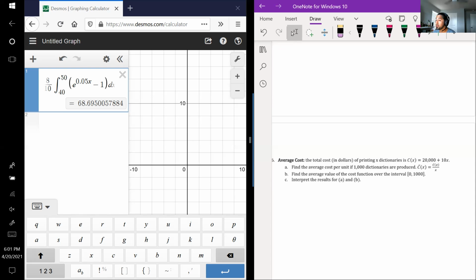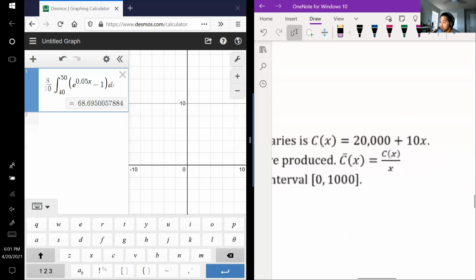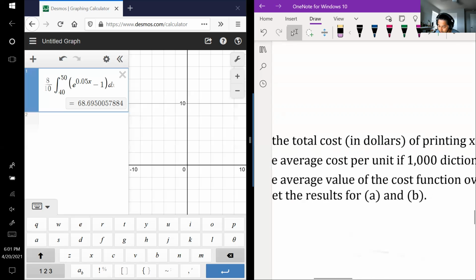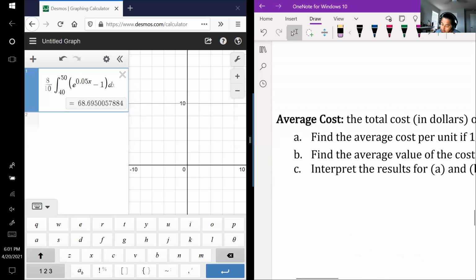B, find the average value of the cost function over the interval 0 to 1,000. And then C, interpret all results. Okay, so for step A, we're going to find the average cost function. We learned this back in 1324. Average cost is given by the formula C bar of X equals C of X over X. So all we have to do is take the cost function and put it all over X. And then we're going to plug in 1,000. Okay, let's go ahead and do that.